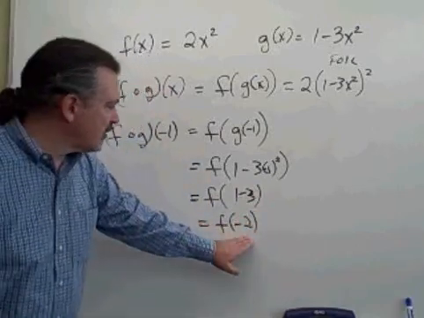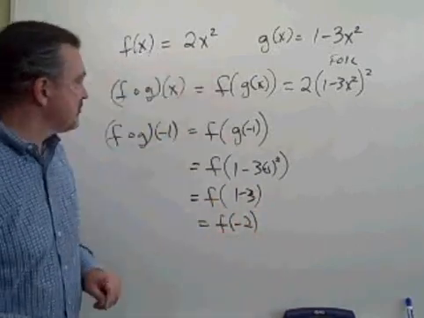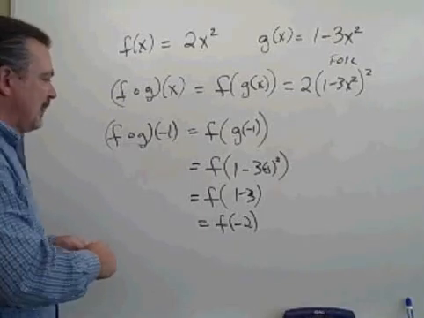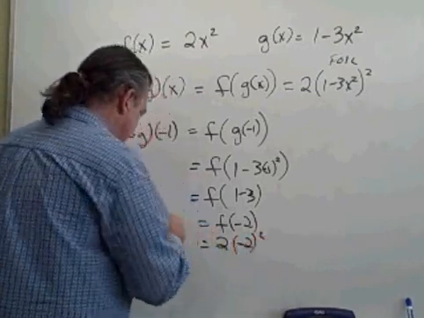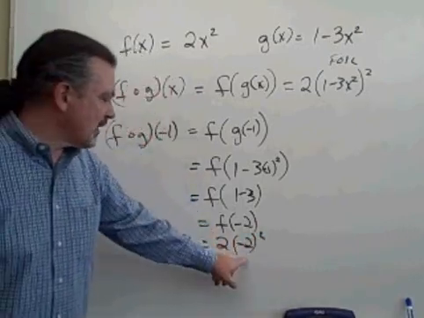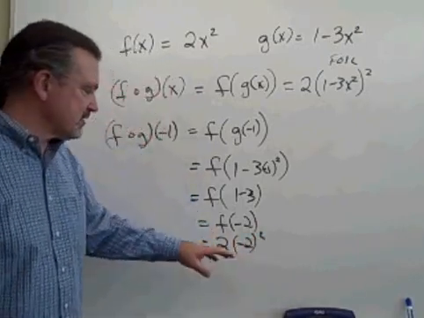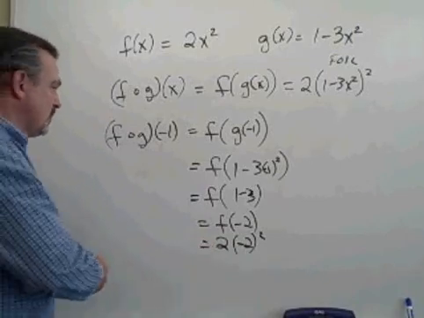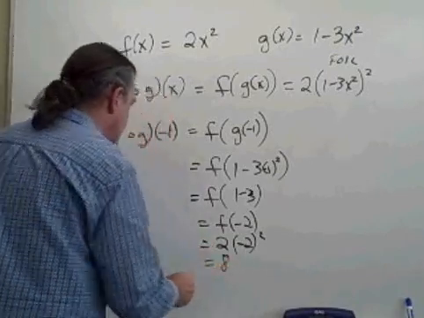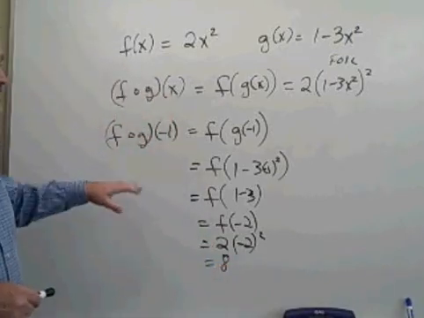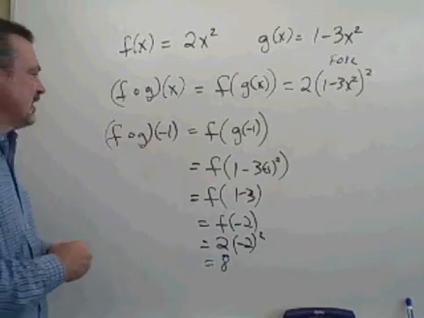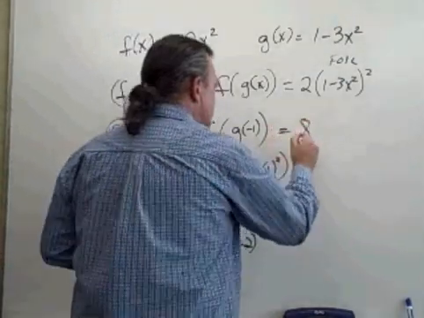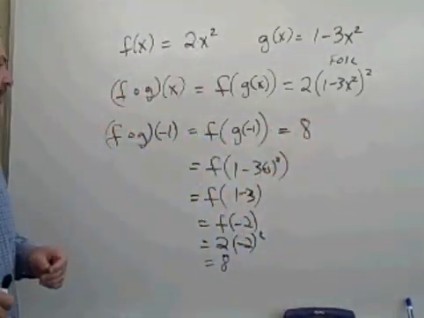So I'm now going to find f at -2. So that gives me 2 times the square of -2. The square of -2 is 4, and 2 times 4 is 8. So the value of the composition function at -1 is equal to 8.